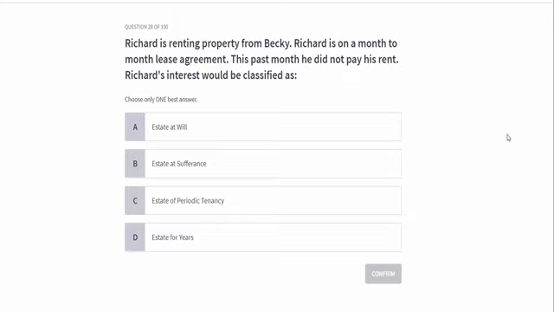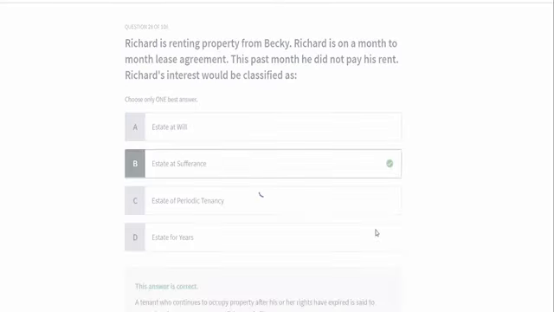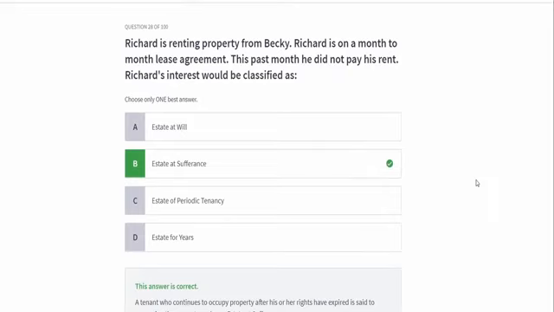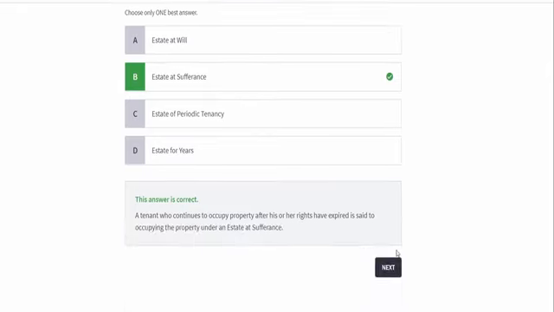Alrighty, so Richard, what's going on with Richard? Let's figure that out. For this one, we would be dealing with B, an estate at sufferance. Why? Well, a tenant who continues to occupy property after his or her rights have expired is said to be occupying the property under an estate at sufferance. And that makes sense, right? I mean, there's somebody suffering. When you hear a situation where the landlord is suffering because the property is not making any money, that would be an estate at sufferance. It's a fun little way to remember that one. But yeah, pretty straightforward there.